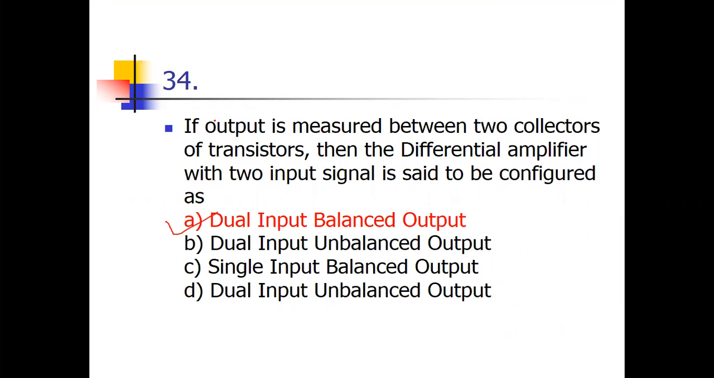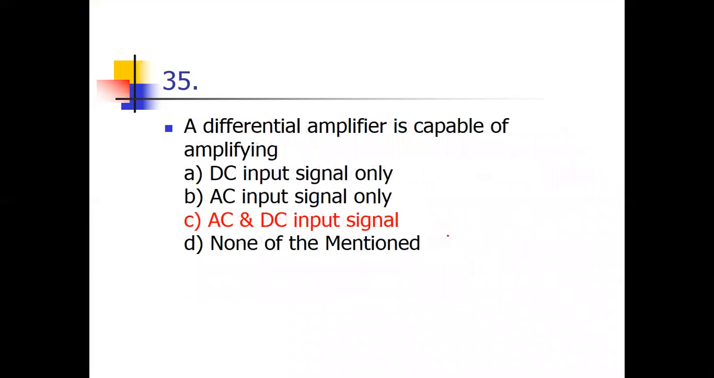So what is the question asking? Output is measured between two collectors. Means we are taking output from both terminals. It's balanced. And two input signals means we are applying input at both terminals. Means dual input. So it's a dual input balanced output.